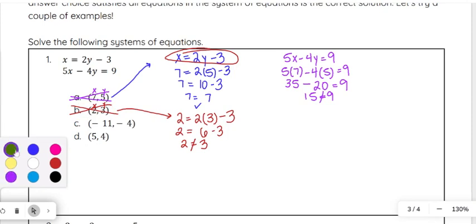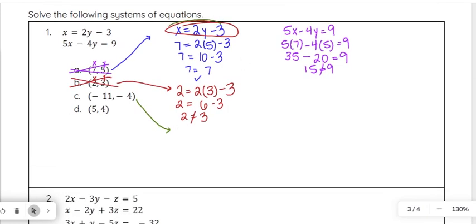All right, so let's go ahead and take a look at C. So again, we're going to plug into this equation with the x equals 2y minus 3. X is negative 11, y is negative 4. So that's going to be negative 11 equals 2 times negative 4 minus 3. Negative 11 equals 2 times negative 4 is negative 8, and then minus 3. Negative 8 minus 3 is negative 11. So we have negative 11 equals negative 11, which is a true statement. So this answer choice C does work for the first one.